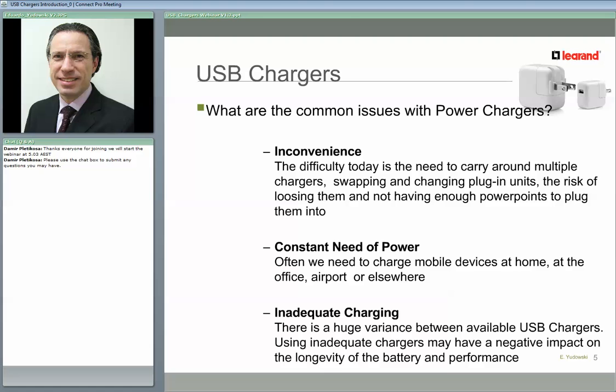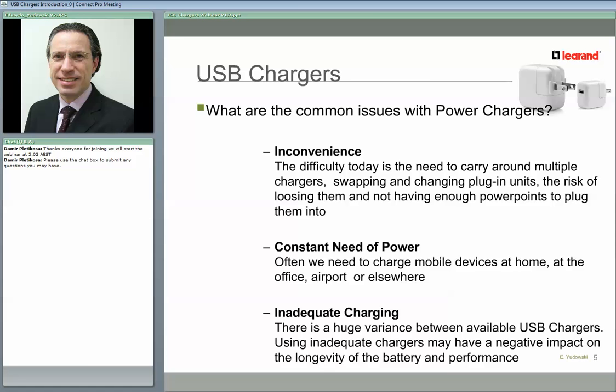What are the common issues with power chargers? Well, typical issues are simply inconvenience. The difficulty today is the need to carry around multiple chargers, swapping and changing plug-in units, the risk of losing them, and sometimes not having enough power points to plug them into. The constant need of power.